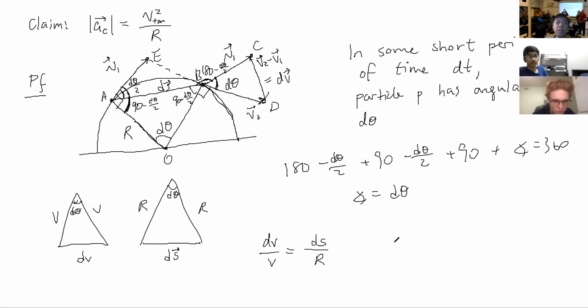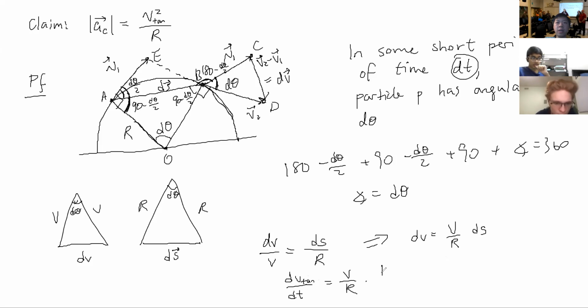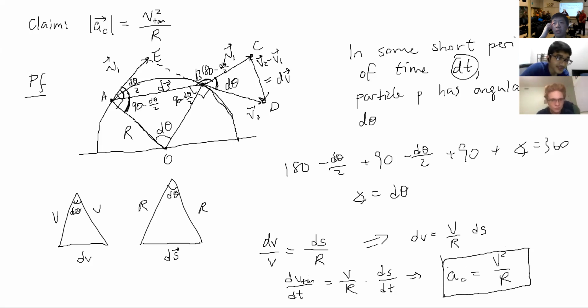Let's multiply both sides by v, so dv is equal to v over r times ds. Now we divide both sides by dt, our period of time. So dv/dt is equal to v over r times ds/dt. We know that dv/dt is equal to a, and ds/dt is equal to v. So the centripetal acceleration a is equal to v squared over r, and this is its magnitude. We already know its direction: it has to be perpendicular to the velocity, so it always goes toward the center.